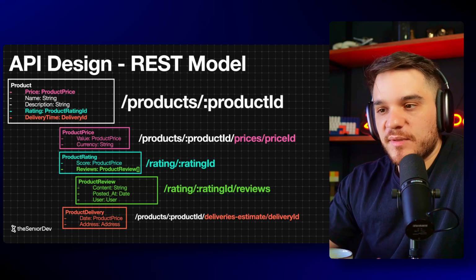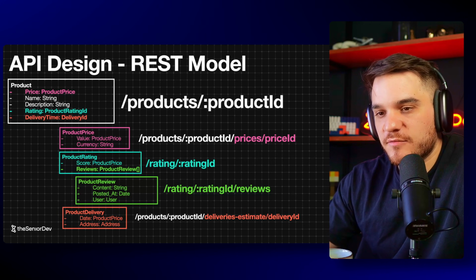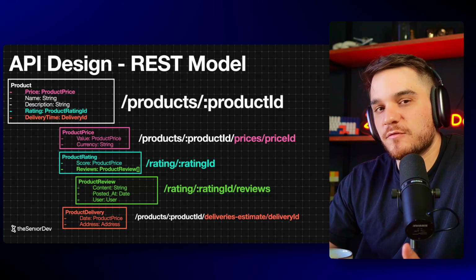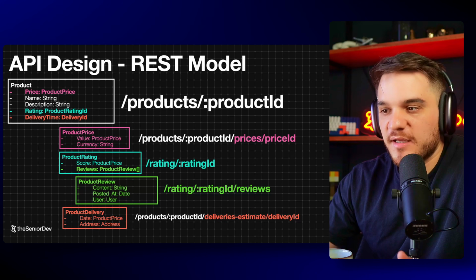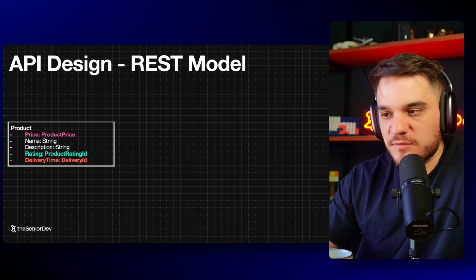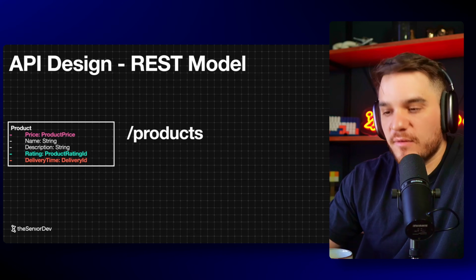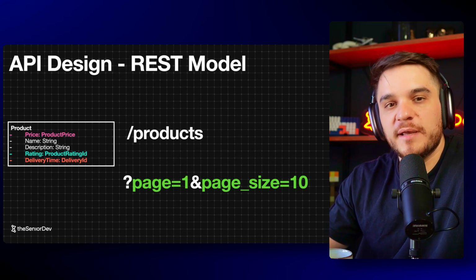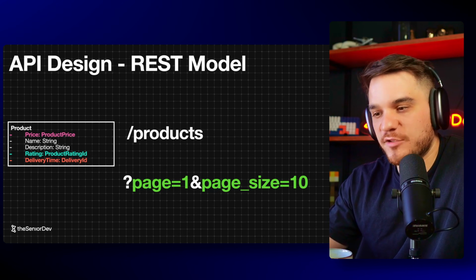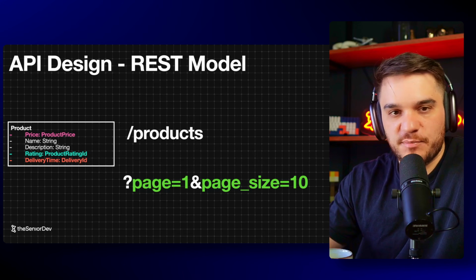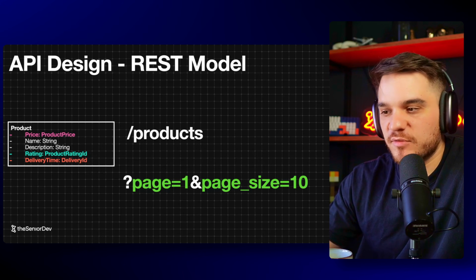Now, it's not enough to be able to fetch and modify those entities, but we also might need to filter them or paginate them. So for example, in the case of products where we had the /products endpoint, we will also need to implement things like query parameters that allow us to paginate. So we'll have a query parameter that's page, let's say it's 1, and the page size would be 10.